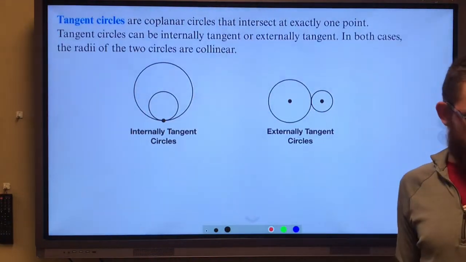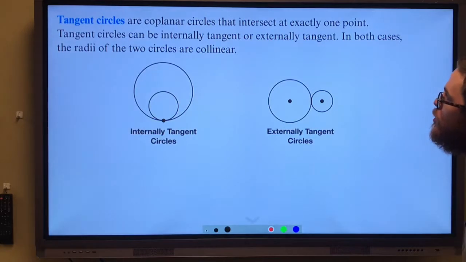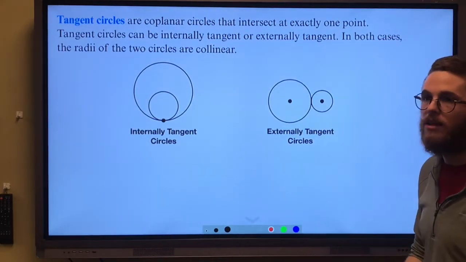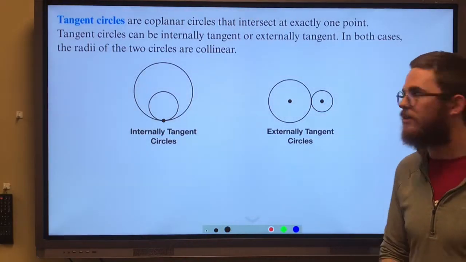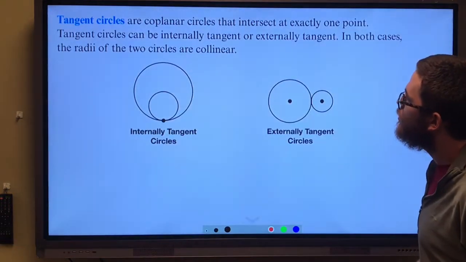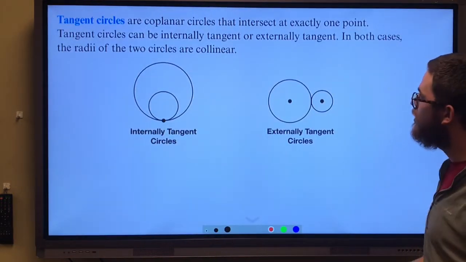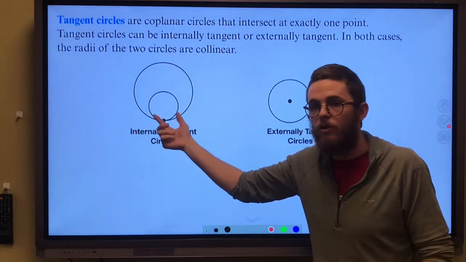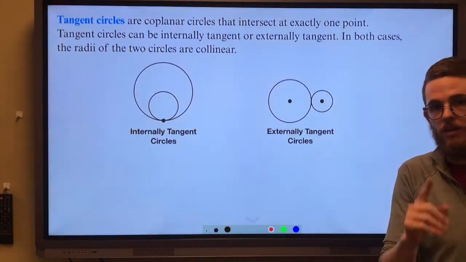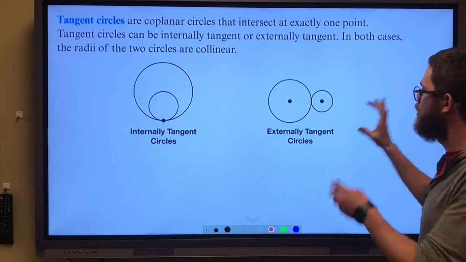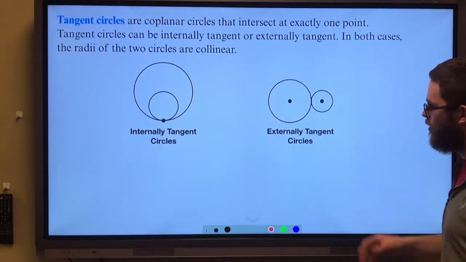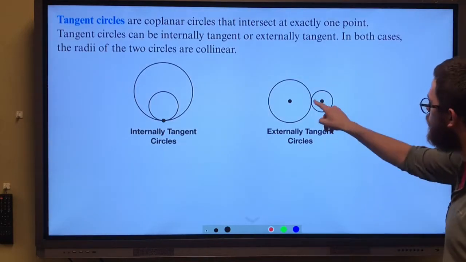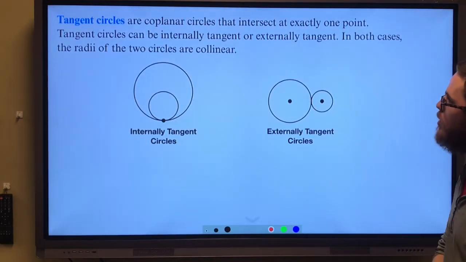Two circles can be tangent to each other. Two tangent circles are coplanar circles that intersect at exactly one point. Tangent circles can be internally tangent or externally tangent. Internally tangent, one circle is inside of the other and they're still intersecting at one point. Externally tangent, one is not inside of the other. They're external, but they still share one common point.